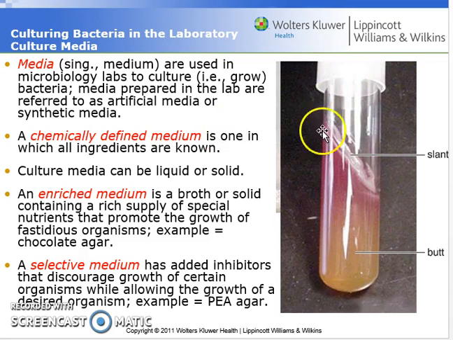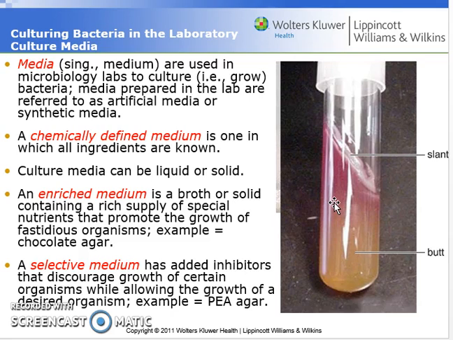This is an example of a media that's known as a triple sugar iron agar. And in this media, we have 3 different sugars that are added, as well as the element iron, because some bacteria can digest iron. In the media, we also have a pH indicator, which will allow us to know if the bacteria are actually using the resources and nutrients that we've included inside of the media.